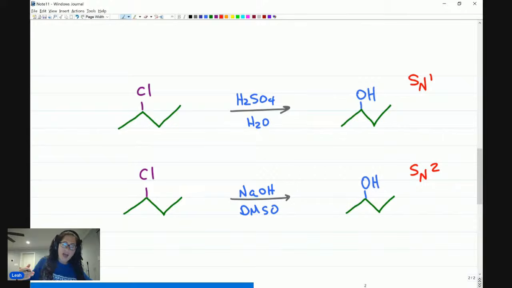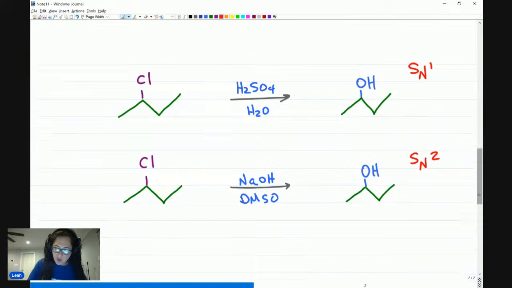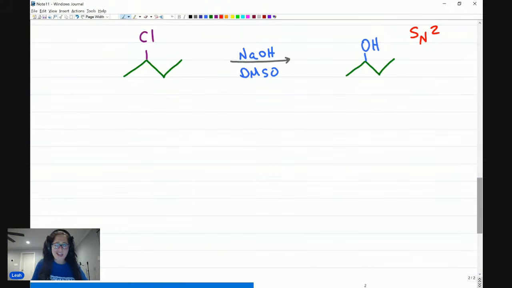So let's go ahead and break down the individual reactions so that you understand what is going on, why it's happening the way it is. And if you can understand it, then the rest of it is going to be not necessarily easy because it is a hard topic, but it will be a lot more doable. So we'll start with the SN1 reaction.